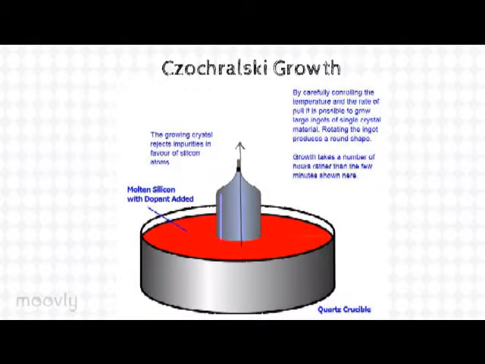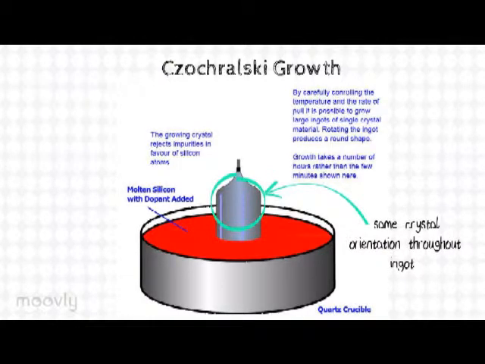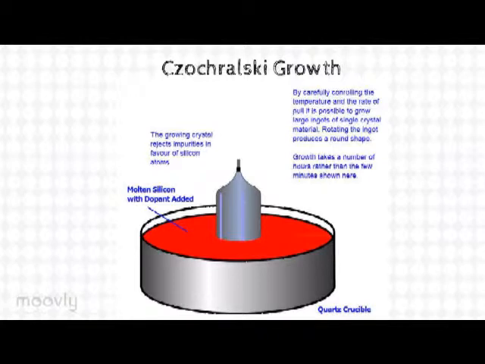The temperature outside of the bath is just low enough that the molten silicon surrounding the seed crystallizes while it is coming out of the bath. Since the drawing rate is slow, the molten silicon crystallizes in the same direction or orientation as the seed crystal. This helps produce a single crystal without grain boundaries.